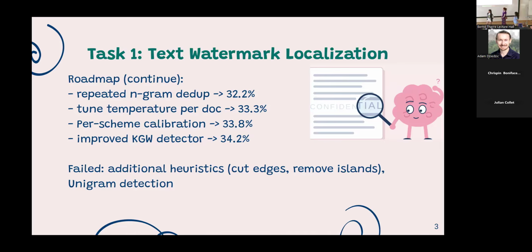And finally, we improved KGB, the red-green list, to include both probability and entropy. And some things failed. Cut edges, remove islands, but because we used a Markov model, it was okay.